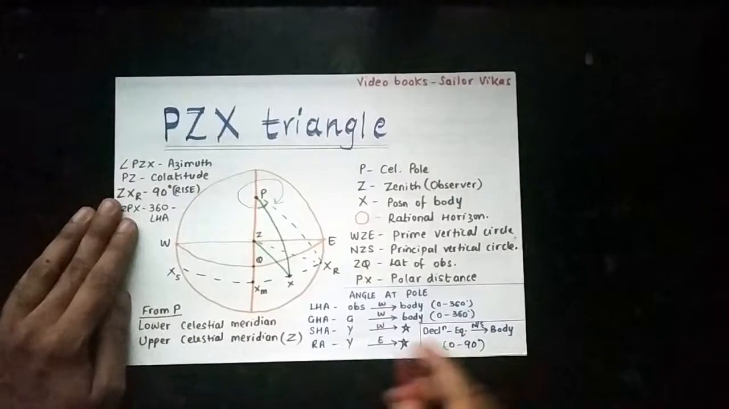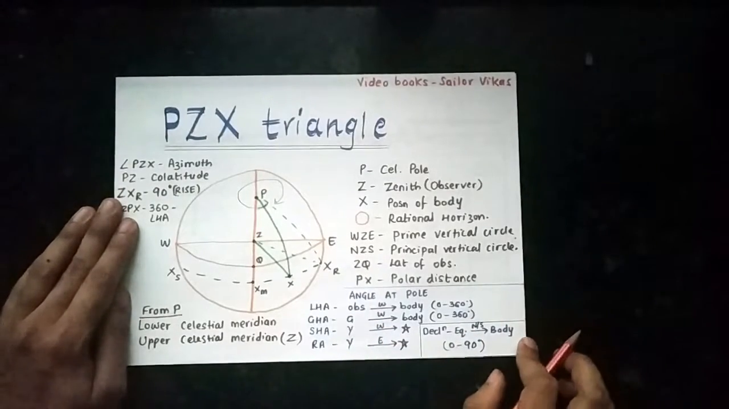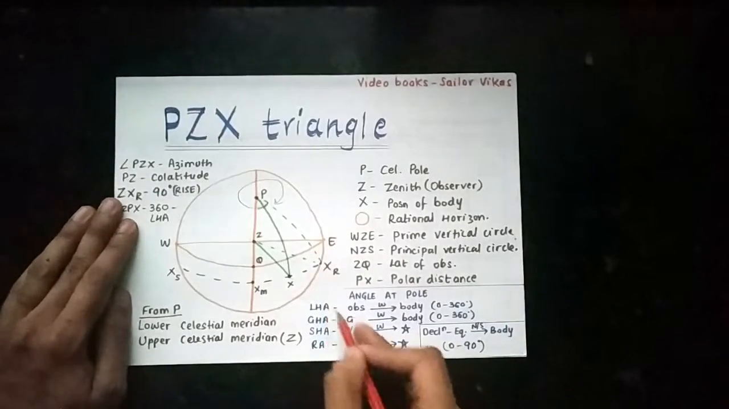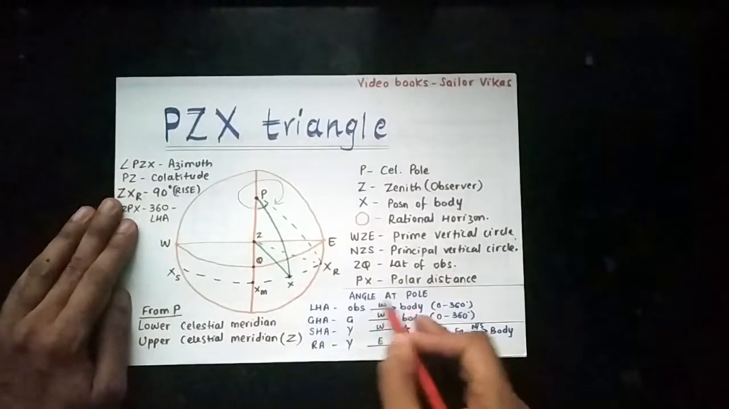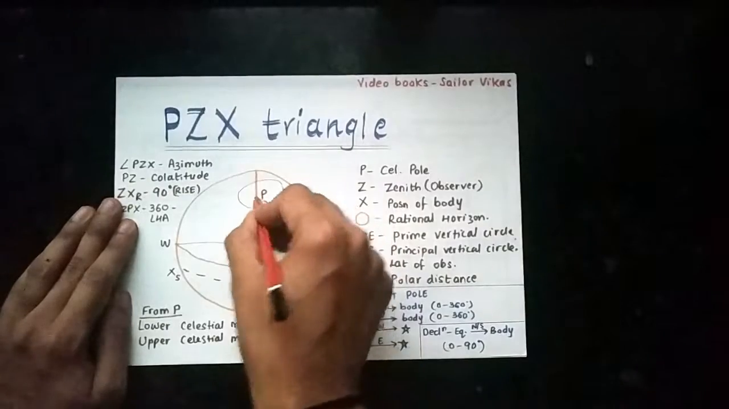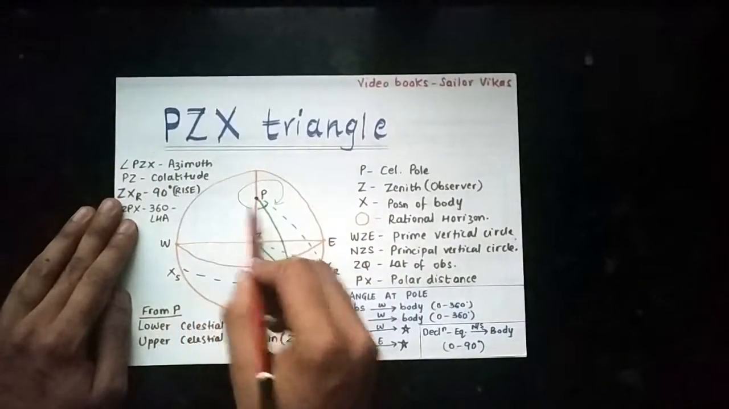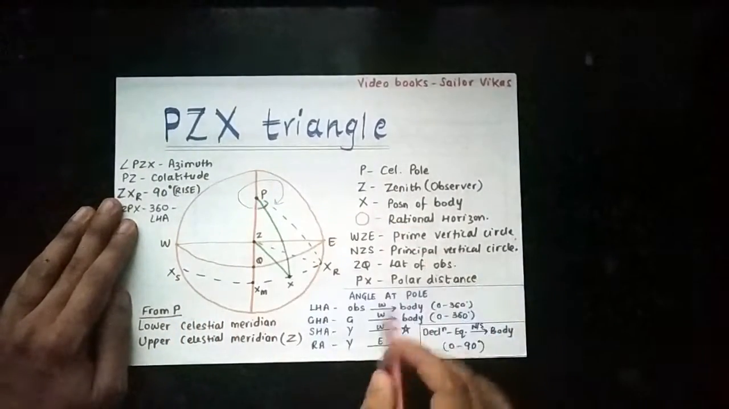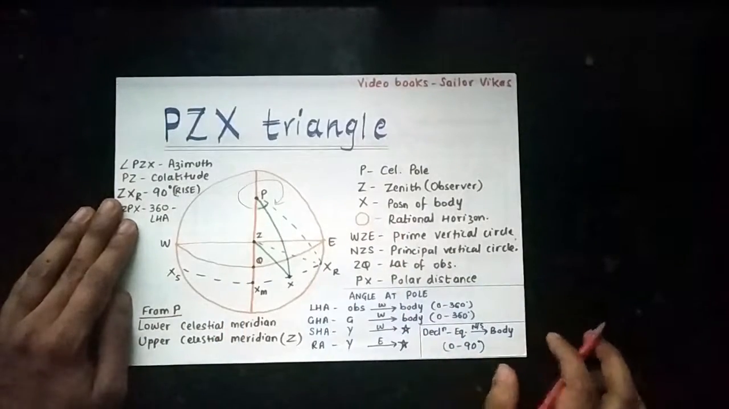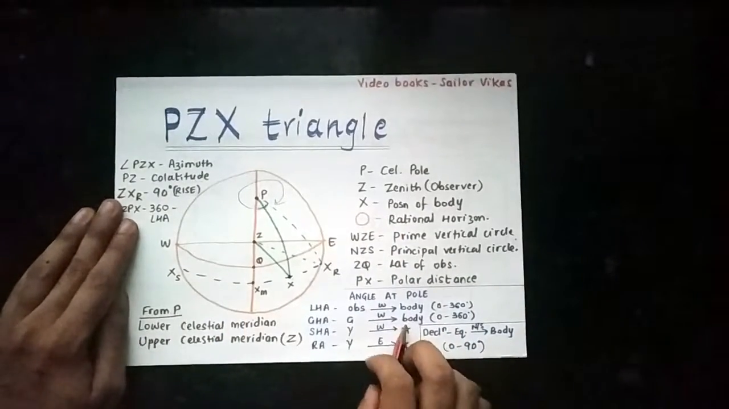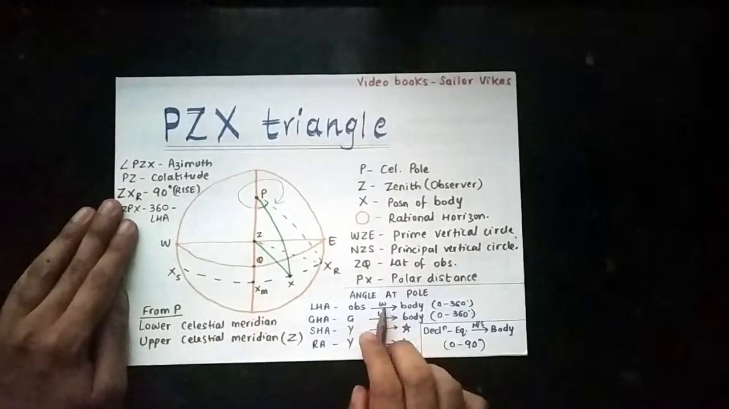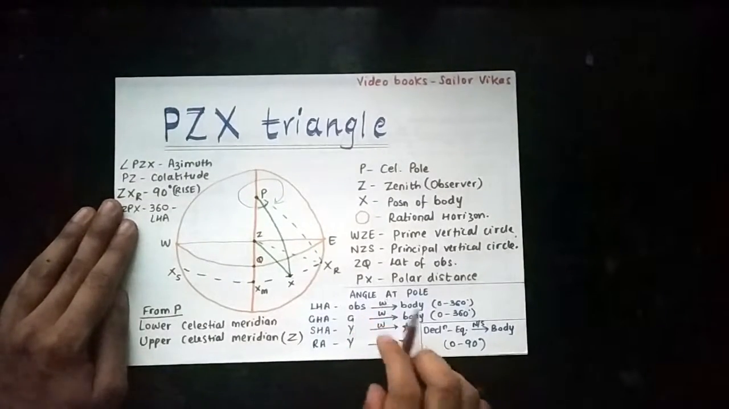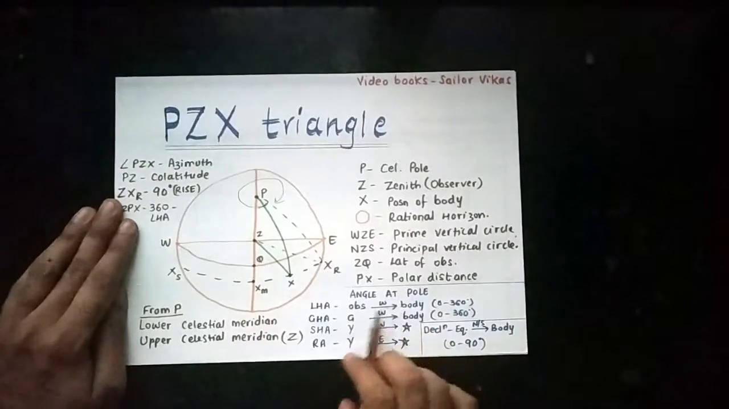So let us start with the LHA, GHA and all. LHA, GHA, SHA and RA, all these angles are angles at the pole. So this is the angle, this is the pole. All angles are related to this pole only. So LHA, let us revise what all this is. LHA is nothing but from the observer to the body, it is measured westwardly, and it is an angle at the pole. So it is from 0 to 360 degrees.